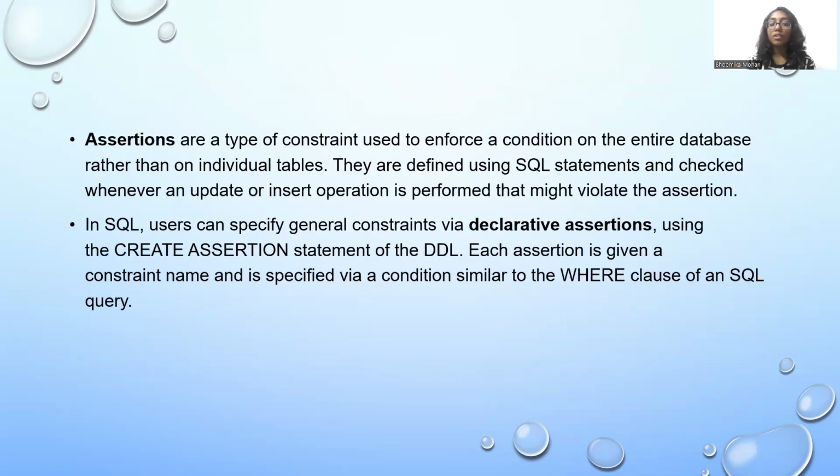Assertions are a type of constraint used to enforce a condition on the entire database rather than on individual tables. They are defined using SQL statements and checked whenever an update or insert operation is performed that might violate the assertion. In SQL, users can specify general constraints via declarative assertions using the create assertion statement of the DDL. Each assertion is given a constraint name and is specified via a condition similar to the where clause of an SQL query.